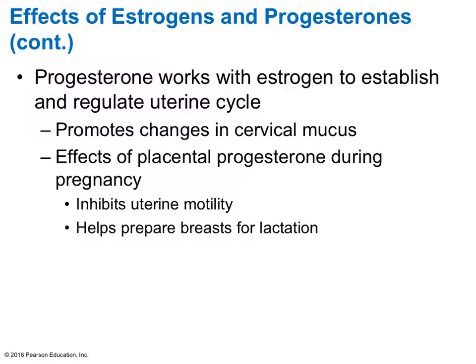Progesterone is produced in high levels during the luteal phase of the ovarian cycle, and is going to promote the secretory phase of the uterine cycle, where there are those changes in the cervical mucus and the development of endometrium, the functional layer of endometrium in the uterus. And should a pregnancy occur, progesterone is going to have some important roles to play in maintaining that pregnancy.